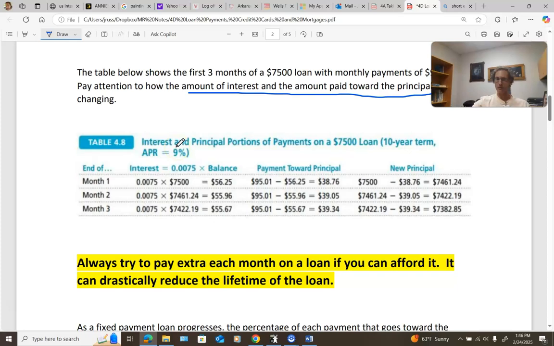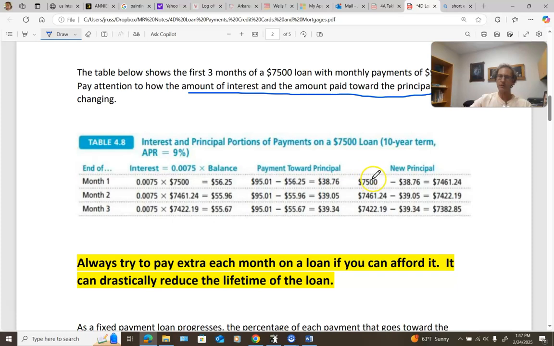Because we're trying to find the monthly interest rate, you would get 0.75%, which as a decimal would be 0.0075. You multiply that by the principal, and this gives you the interest. So this is the amount of your payment that's going towards interest. Then if you subtract this from your payment, whatever's left over goes to principal. So that goes to actually paying off the loan.